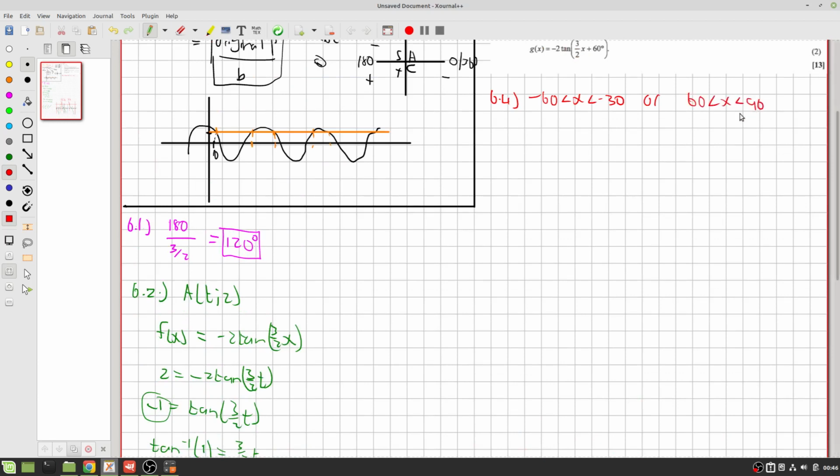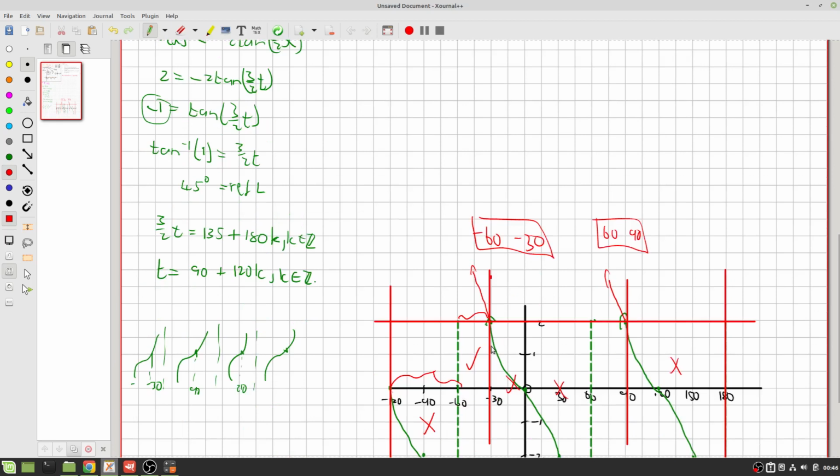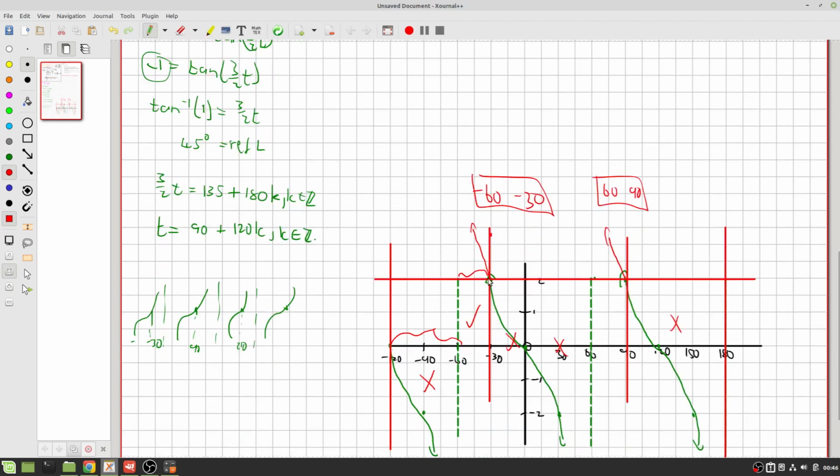And now let's just make sure about the equal signs. Should it be strictly greater than, or should it include the endpoints? Now let's see. Greater or equal to 2. So let's make sure. So at negative 30, it's greater or equal to 2 because it's equal to 2. What about at negative 60? At negative 60, we have an asymptote.